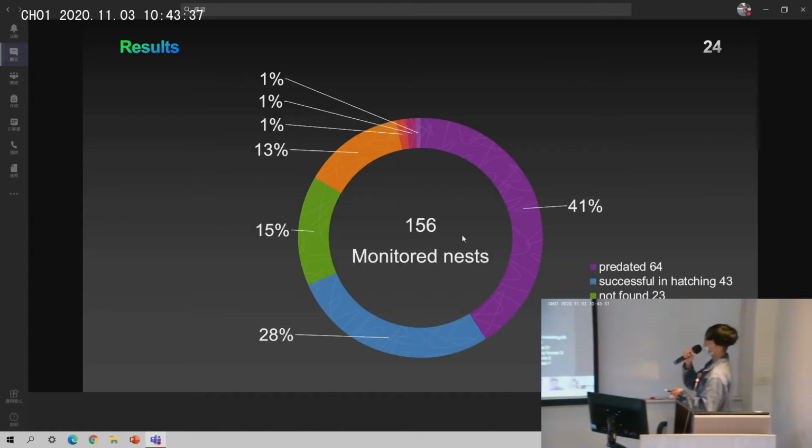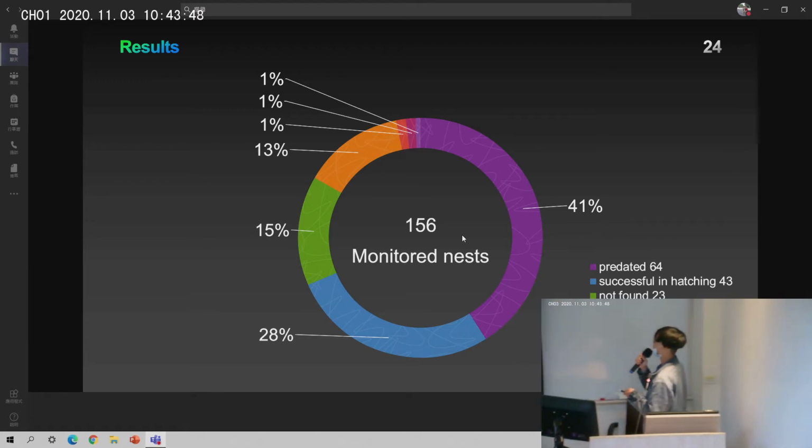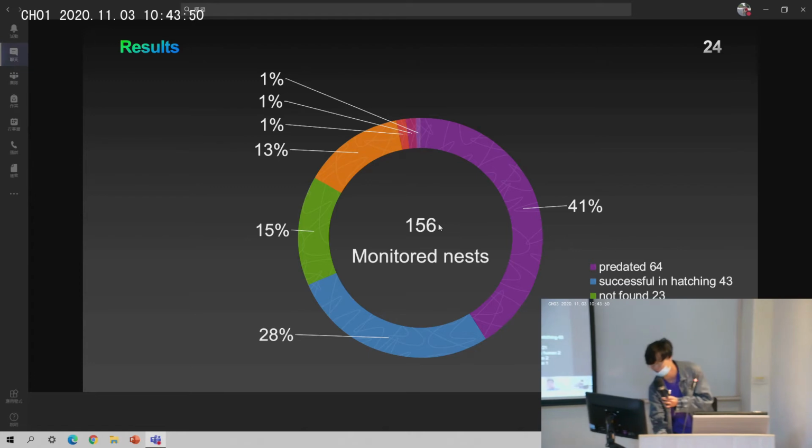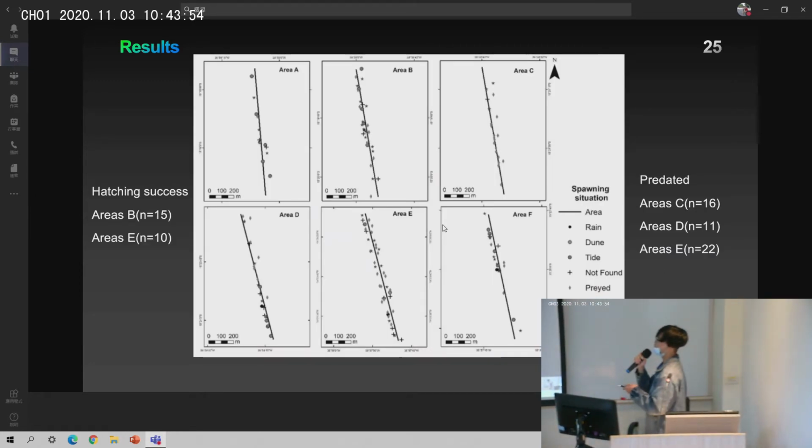And here we have 156 monitored nests. As you can see, only 43 were successful in hatching, and most of them were predated. So poor. The area with the most hatching success is area B and area E, and the most predated areas are area C, area D, and area E.